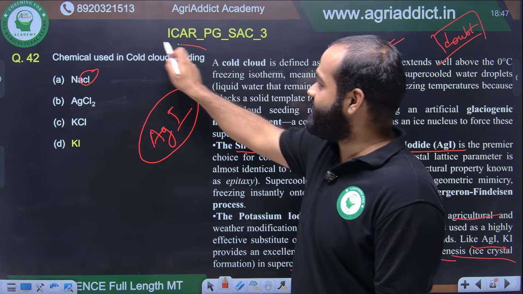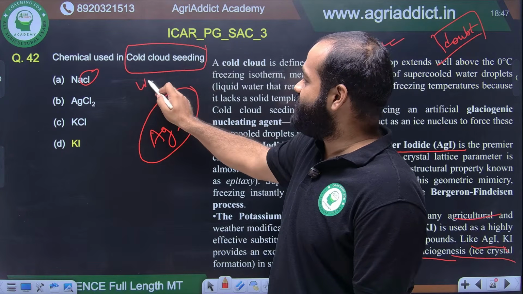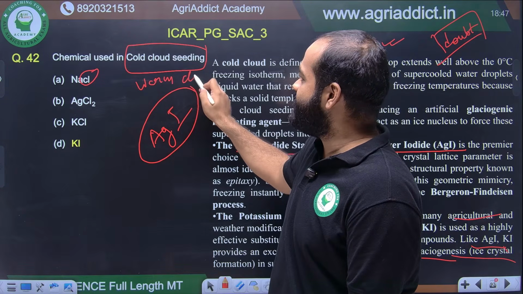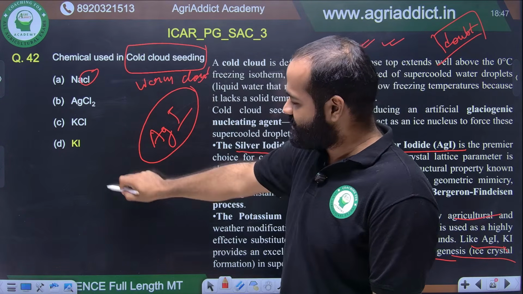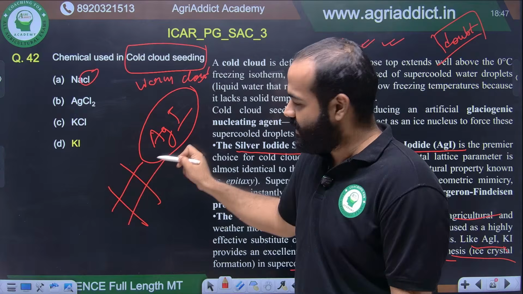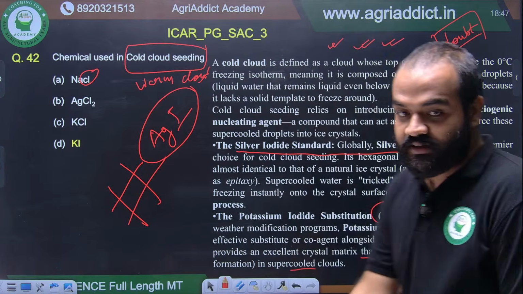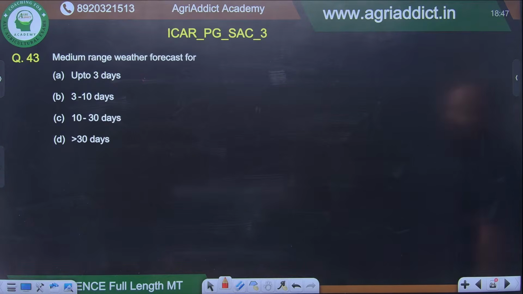Cold cloud seeding chemicals and warm cloud seeding chemicals, whatever chemicals are used for both of these, make a chart, make a table, and remember this because this is a very important question. All right. This one I am sure. Let's see if you are also sure with this.